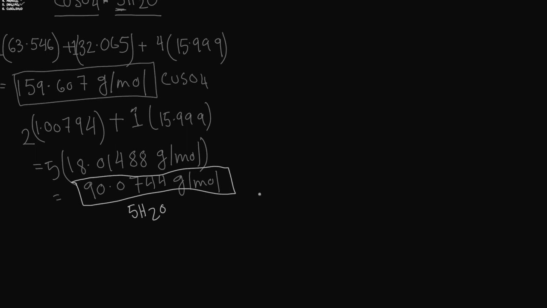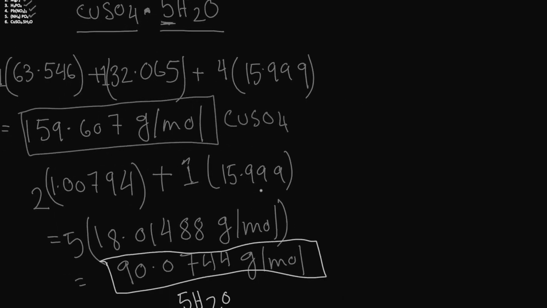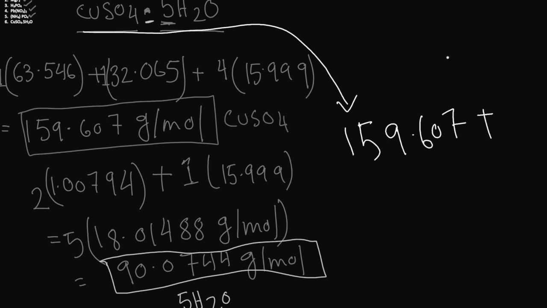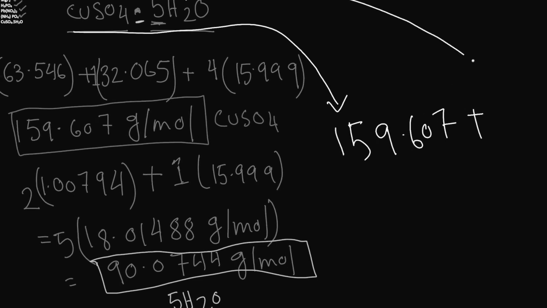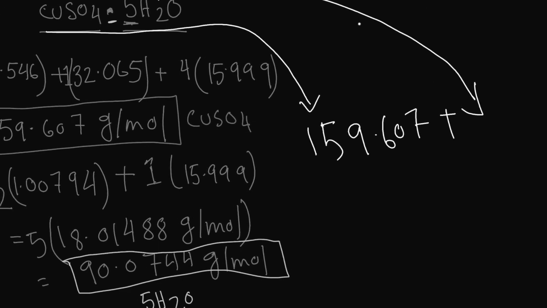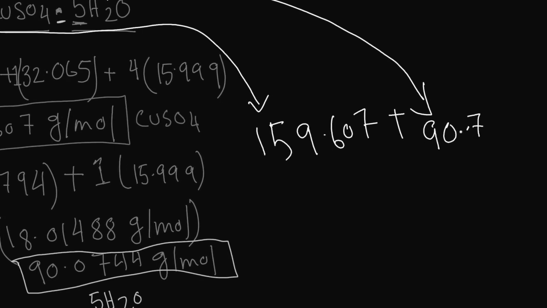Then what we have to do after this is that, remember, this dot, we're not going to times them. We have to add this mass with this. So let's do that. We're going to write the mass for copper 2 sulfate, so 159.607 plus the mass of pentahydrate, which is 90.7, sorry, it should be 90.0744.